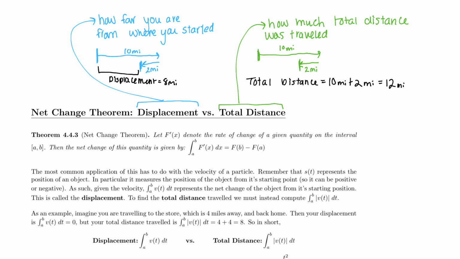My displacement is how far I am from where I started. My total distance is going to be the total amount of distance that I have traveled.